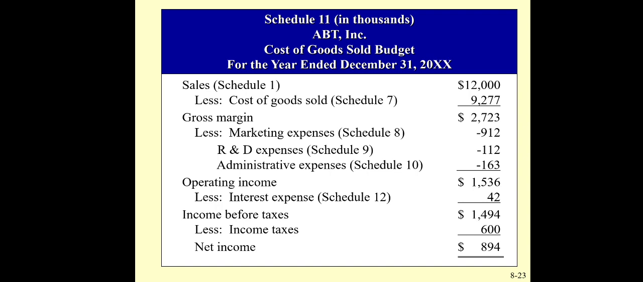That number is coming from schedule number 7. You have to check the previous slide. So sales is 12 million. Cost of goods sold is 9,277,000. So the gross margin is equal to item 1 minus item 2 in the budget, so equal to 2,723,000.